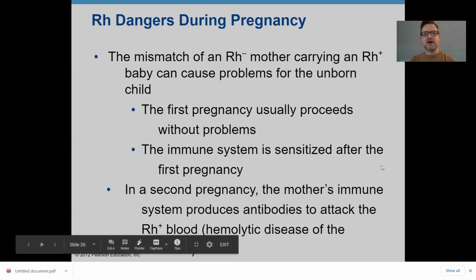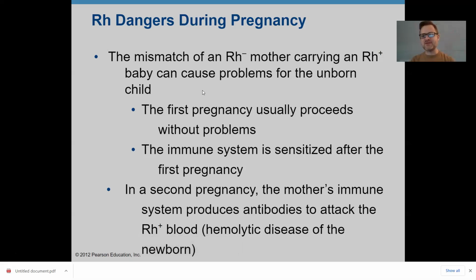Okay, cool. I already said everything on the slide, right? I mean, if you need to write this down, write it down. The mismatch of an Rh negative mom with an Rh positive baby can cause a problem, not so much with the first pregnancy, but during a second pregnancy, it can happen. The mom's immune system can attack the Rh positive blood of the baby through the placenta. It's called hemolytic disease, but the RhoGAM shot neutralizes that.